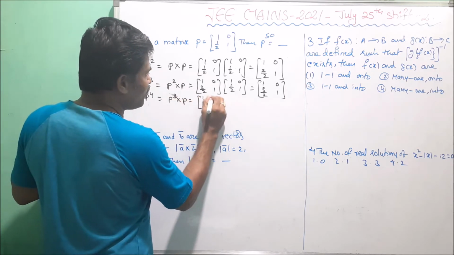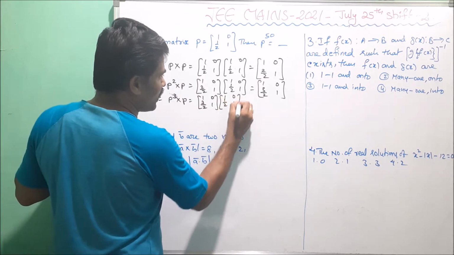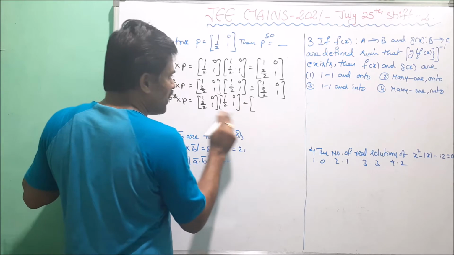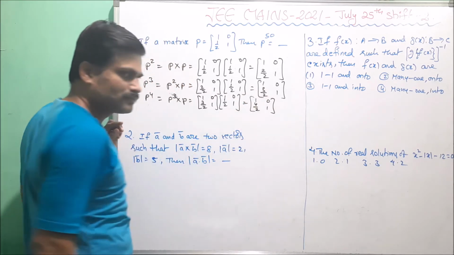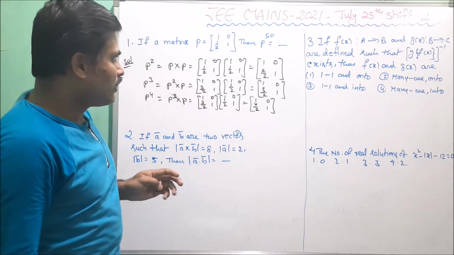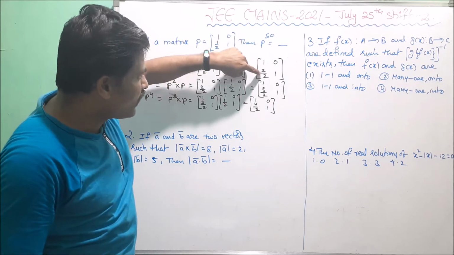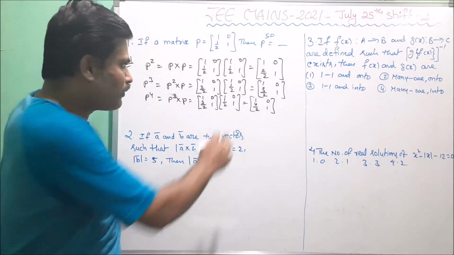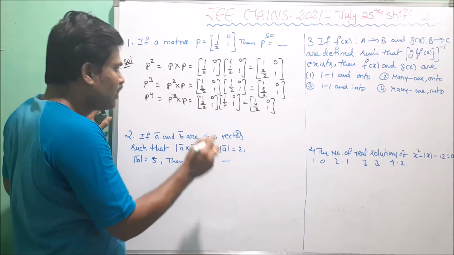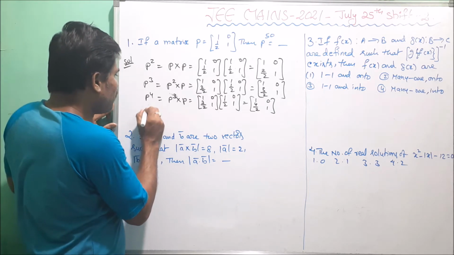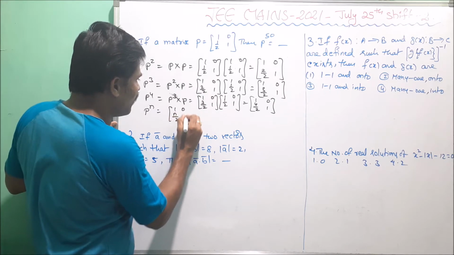Now here we write [1 0; 3/2 1] into [1 0; 1/2 1]. Multiplying these two, we get [1 0; 4/2 1]. Now we observe that the second row first element is 2/2, 3/2, 4/2, up to P power 5, 5/2, P power 6, 6/2, and so on. Now in general, P power n equals [1 0; n/2 1].